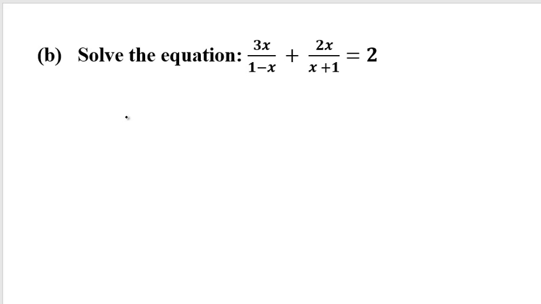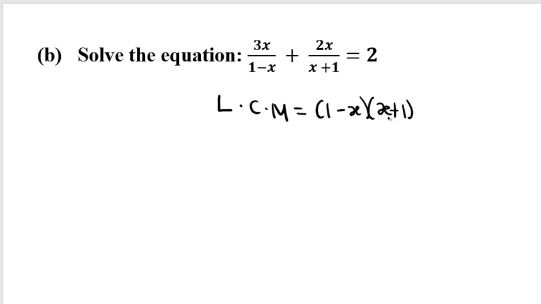The B says solve the equation 3x over 1 minus x plus 2x over x plus 1 is equal to 2. For this equation, the first thing you have to do is to find your LCM. So our LCM is going to be the 1 minus x and then the x plus 1.